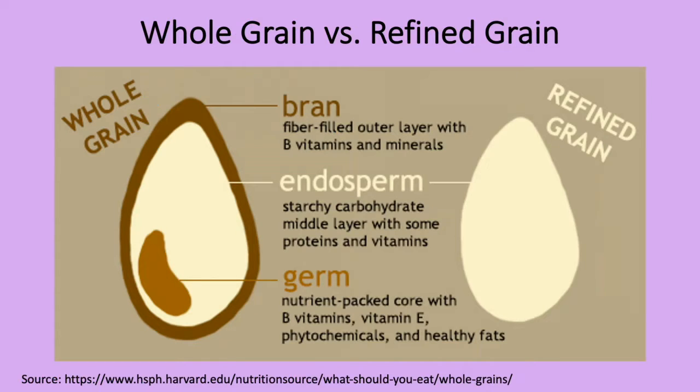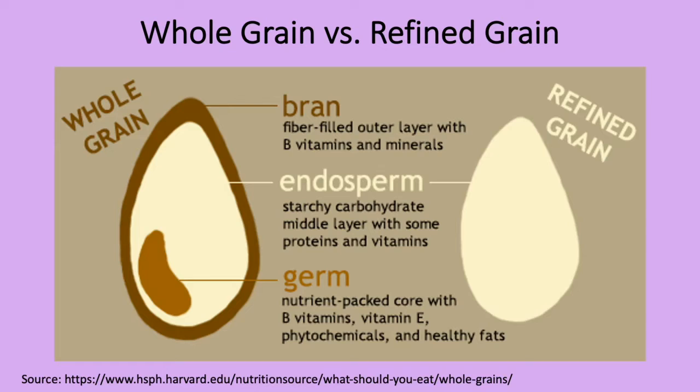Grains are divided into two subgroups, whole grains and refined grains. Now you may be asking yourself, what's the difference between whole grains and refined grains? As you can see from the diagram on the slide, whole grains contain the entire grain kernel, the bran, germ, and endosperm. The bran is the fiber-rich outer layer that helps with digestion and supplies B vitamins.